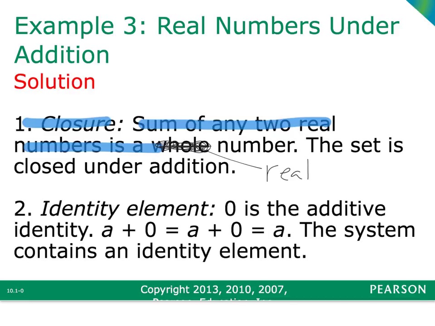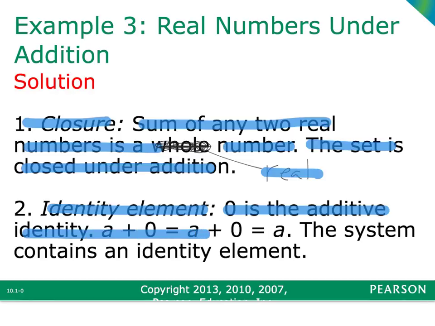And that is true. Okay, so we're good with that. If we take the sum of any two real numbers, it is a real number. Okay, so we have closure under addition. That's a typo. There shouldn't be a whole number there. Okay, identity element. Yep, 0 is the additive identity element. A plus 0 equals A. The system contains an identity element because 0 is part of our real numbers. So first qualification met, second is met.